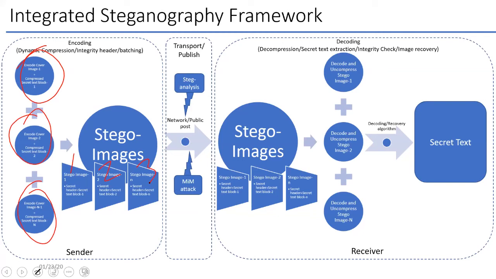Once it goes to the network, let's say one of the hackers, or some steganalysis attack, corrupts this file. Let's say here we are receiving only 2. Then how are we decoding it? Here is the image recovery. That's what my proposal is. This is overall the framework.